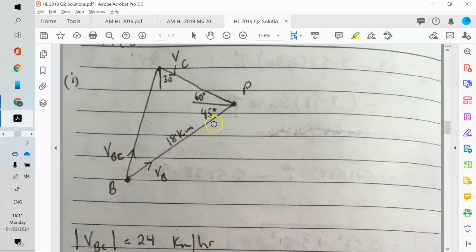So from the information in our question, we were told the boat is currently southwest of P, 18 kilometers, so that gives us this 45-degree angle. And then we are told that the current is flowing south 30 degrees east, which gives us the 30 up here, which in turn gives us the 60 here. So we can say that this entire angle is 105.